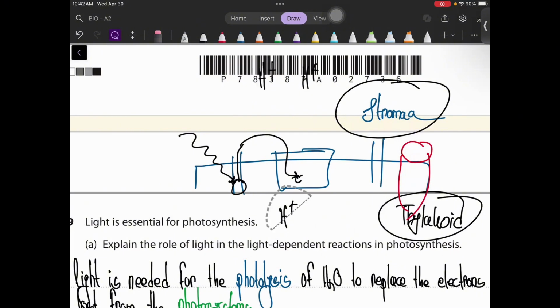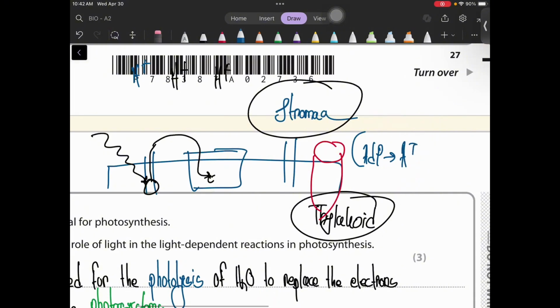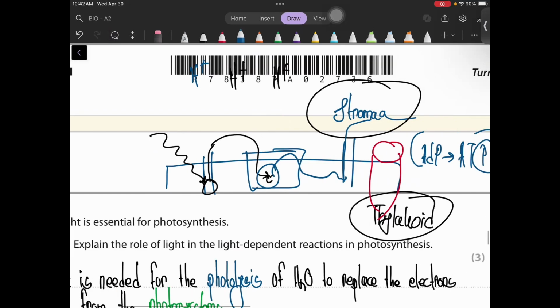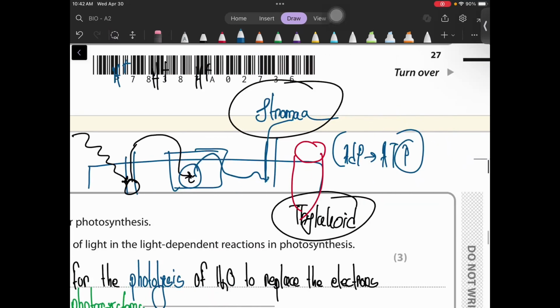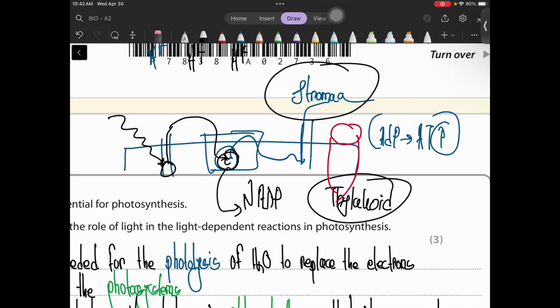Once they do this, ADP gets converted into ATP. Then the electron moves to the next photosystem and gets excited. Once it gets excited, there is no other photosystem, so the coenzyme NADP takes up this electron and a hydrogen to form reduced NADP, NADPH.